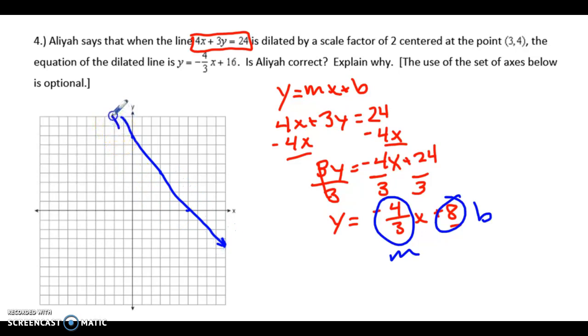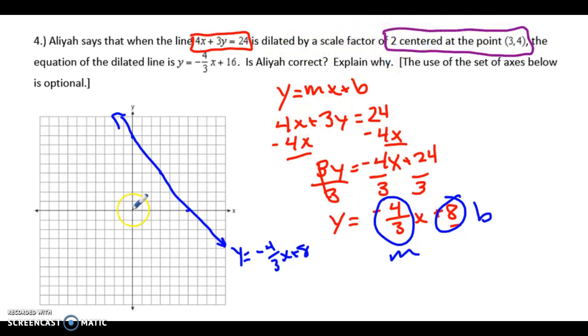When we graph, we want to make sure we label, so we don't get confused about which is our original line and which is our image. So this is y equals negative 4 over 3x plus 8. Our next thing to do is to dilate by a scale factor of 2 centered at the point (3, 4). Let's see where that point is: 1, 2, 3, and 4. That point happens to already be on the line that I just graphed.